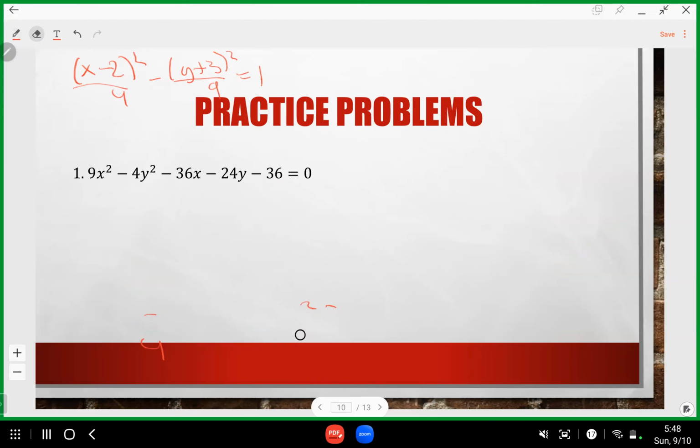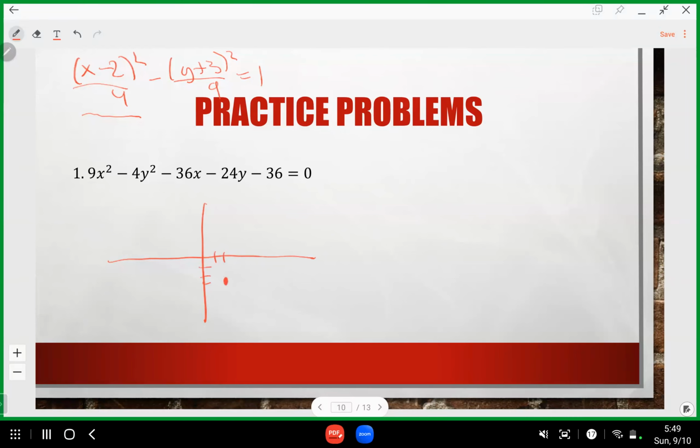Okay, so now we have it, right? So first, is the transverse axis vertical or horizontal? William? The transverse axis. So remember, A is always under the positive function, so A is under x, which means it's horizontal, right? Okay, so it's going to be horizontal. So what is the center? The center is 2, negative 3.